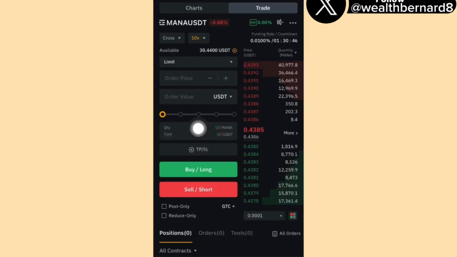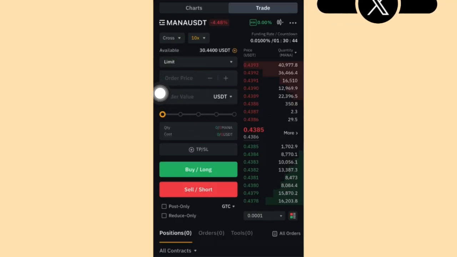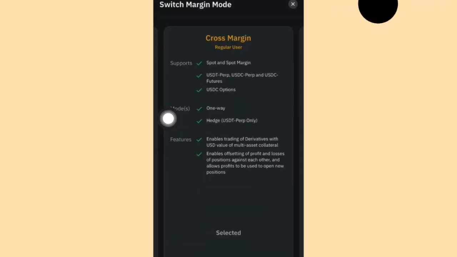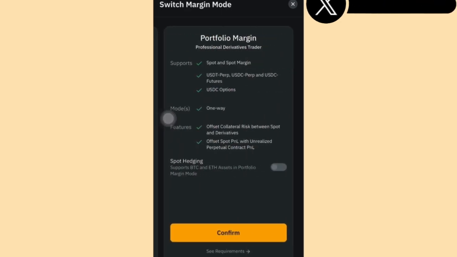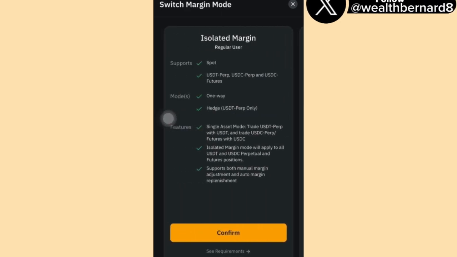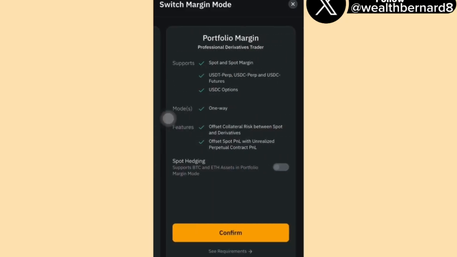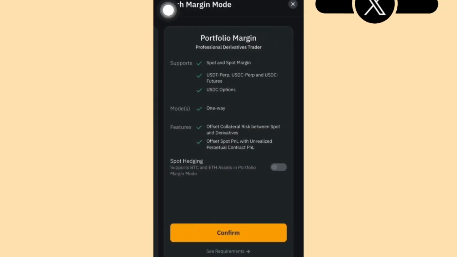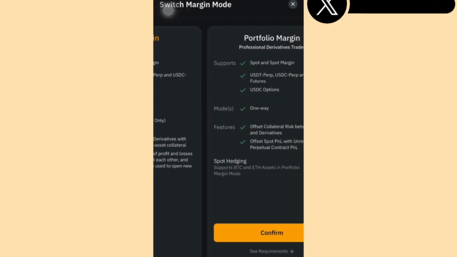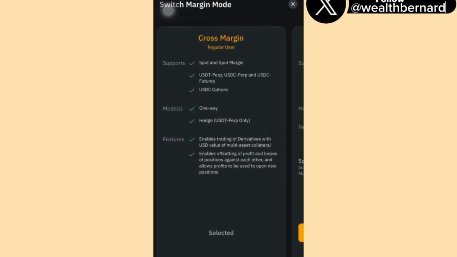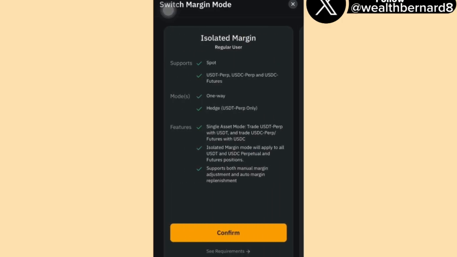Now when you come to the top right, you want to see something called cross, and if I click on that, you're going to see cross margin, portfolio margin, and isolated margin. However, you can forget about portfolio margin. For now it's not very essential, but it's important. What you're going to be using basically is the cross margin and the isolated margin.